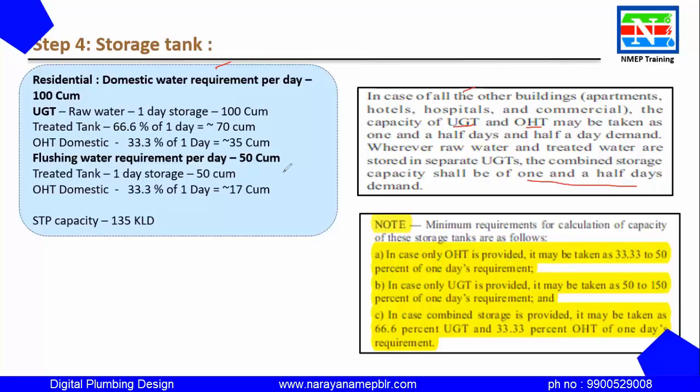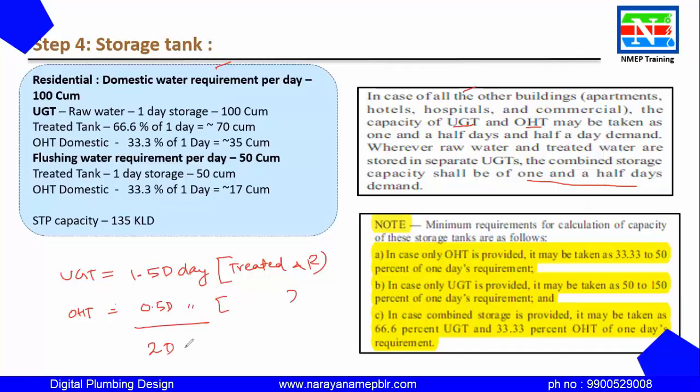In case an overhead tank is provided, you can take this. So let me summarize here. In total, you need to keep 2-day storage. If you're keeping an underground tank, 1.5 day storage, which is a combination of both treated and raw water, and OHT, 0.5 day storage. So total should be 2 day storage minimum. Okay.